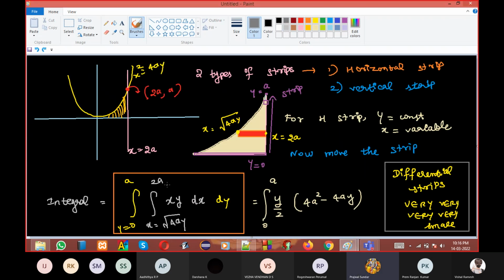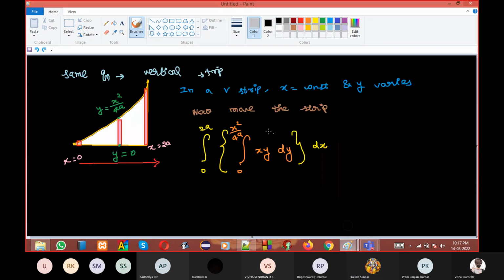When you are writing limits, you are getting 4ay, no? So this is a limit for x, no? Can this be a limit for y? Root 4ay has to be a limit for x only. You're writing x equal to root 4ay to x equal to 2a, meaning first you integrate x. First you write what you're writing for one strip. This is one strip. The yellow part is where you're moving the strip. The orange part is for one strip. Then finally you are moving the strips. Nothing to memorize. All logic only.